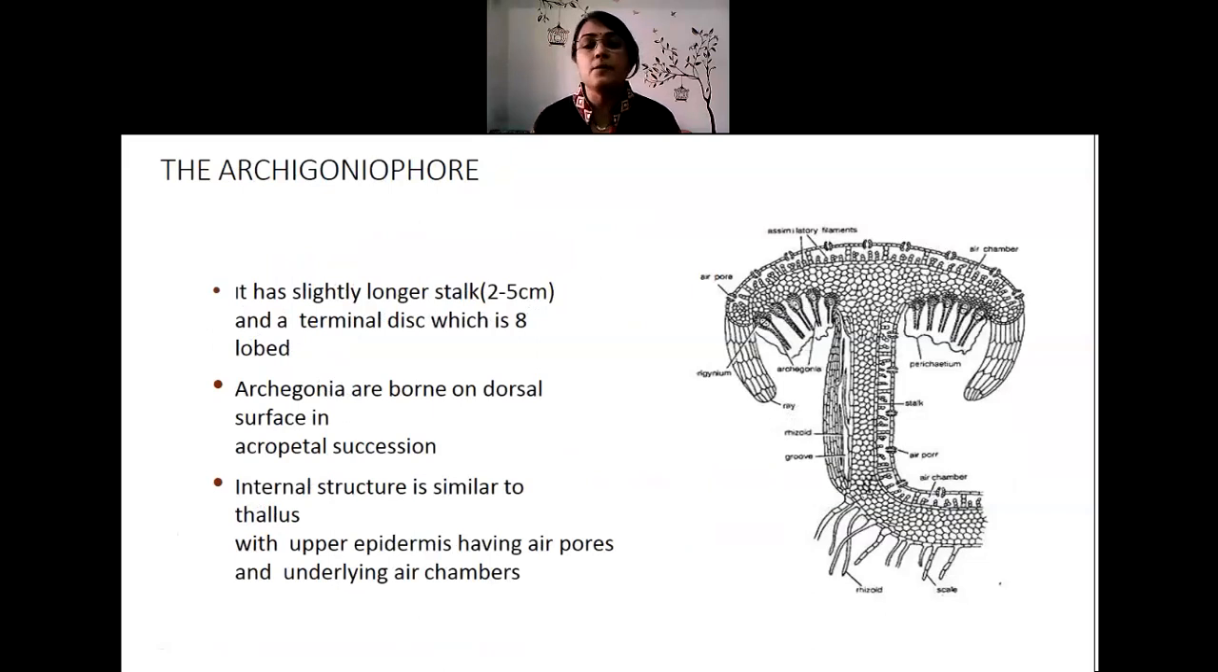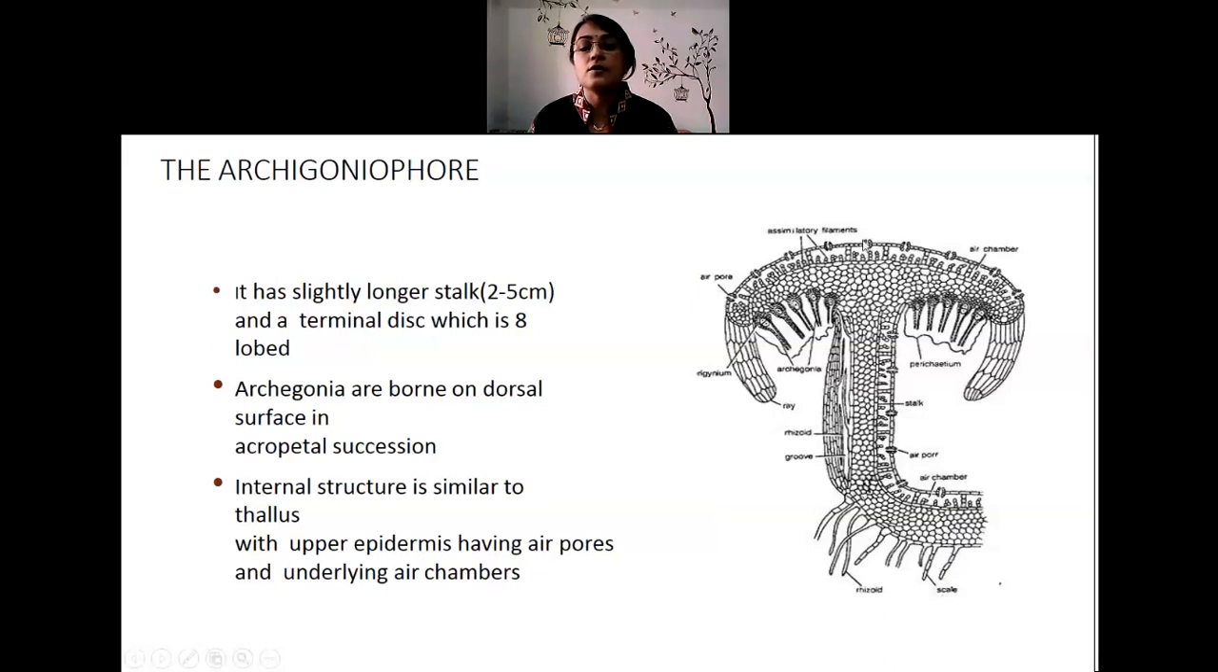Coming to the female reproductive structure, it's the archegoniophore. Again, it's a modified gametophore which bears the archegonia. It has a slightly longer stalk, about 2 to 5 centimeter, and the terminal disc, which is an 8-lobed structure. Again, this is an 8-lobed structure.